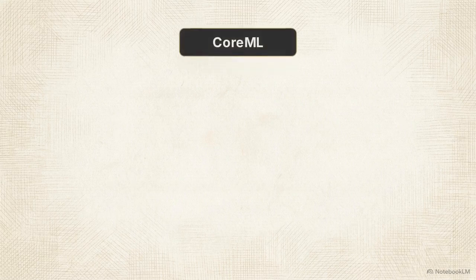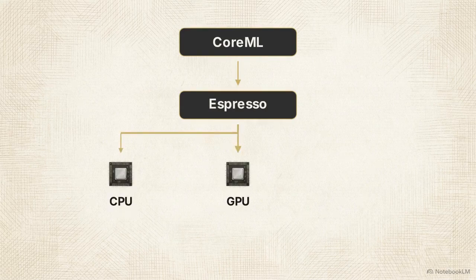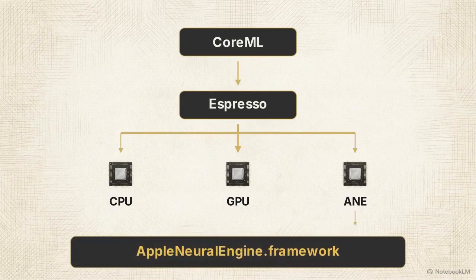The ANE software stack operates in a strict hierarchy. CoreML sits at the top, delegating to Espresso. Espresso is Apple's internal machine learning inference runtime that handles model execution across the CPU, GPU, and ANE. Espresso, in turn, interfaces directly with the private Apple Neural Engine framework.